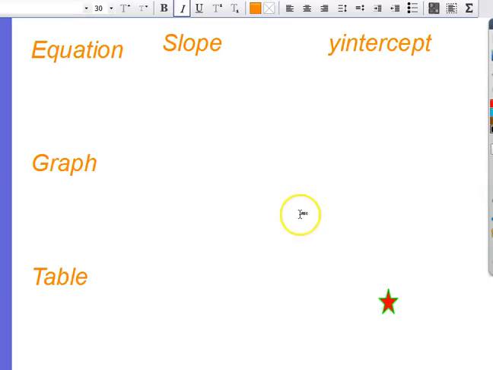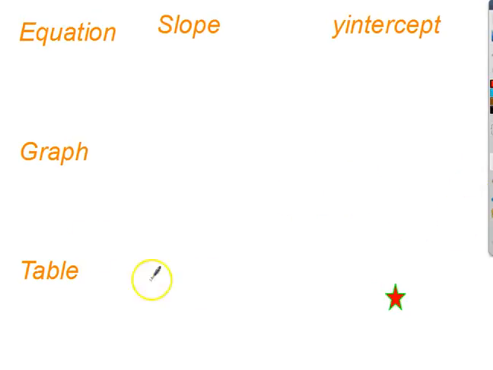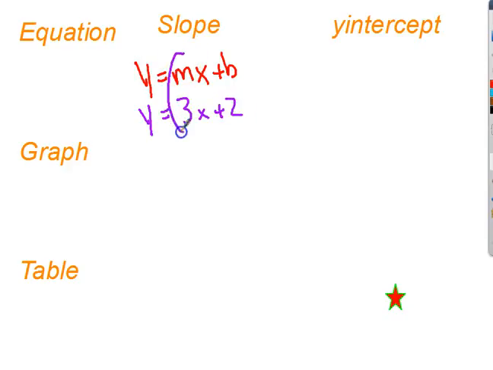So there are three ways of finding both the slope and the intercept using three different representations. In the equation y equals mx plus b, the slope is the number that's in front of the variable. So if the equation is y equals 3x plus 2, then the slope is 3. In an equation, the way to find the slope is that it's in front of the variable.